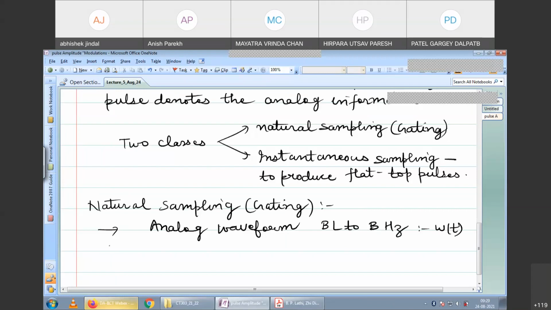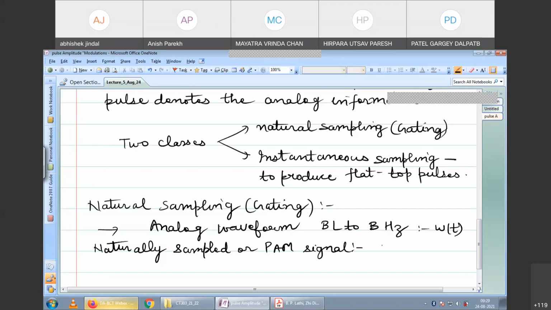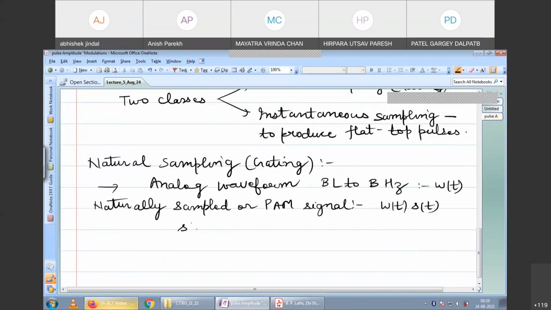Now the naturally sampled or PAM signal is what? The PAM signal is given by multiplication of w(t) with a waveform s(t), where s(t) is the summation over k equal to minus infinity to infinity of the rect function of (t minus kTs) divided by tau.